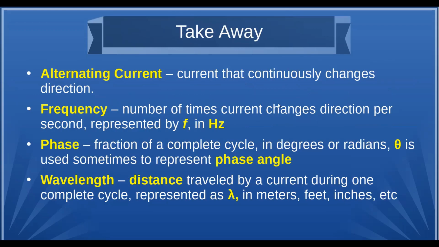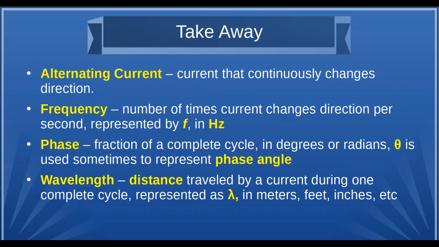Okay, so alternating current continuously changes direction. Frequency is the number of times it changes per second. We normally use a small f to represent the frequency, and we do it in hertz. And we have hertz and kilohertz and megahertz and gigahertz, and then I don't know, terahertz, I guess. I don't deal in that frequency here.